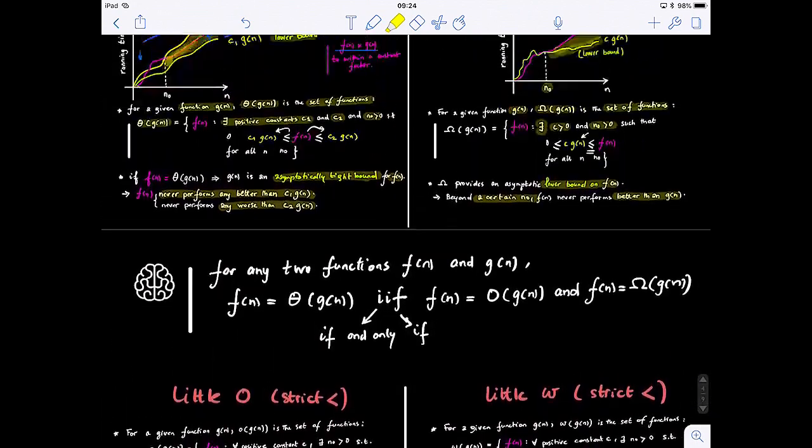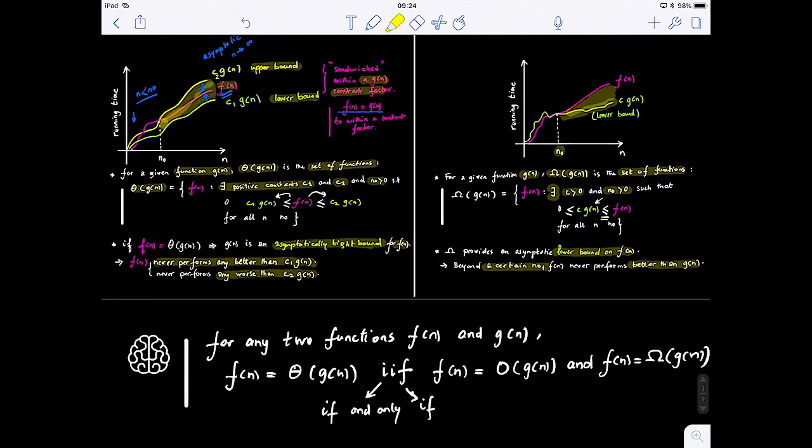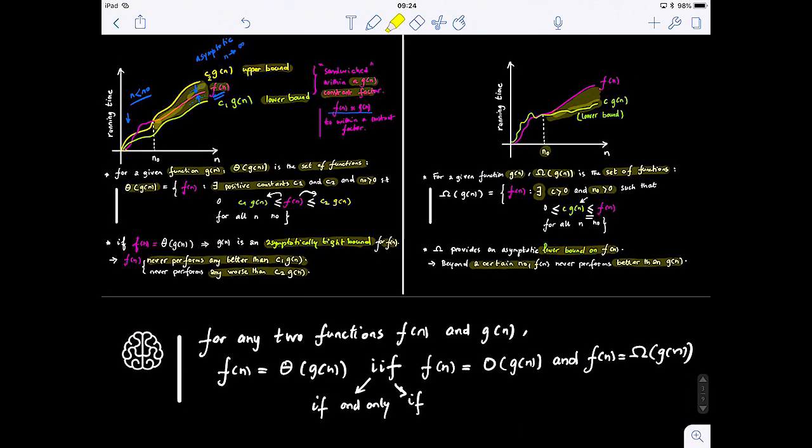Now, we have some other cases. So let's just wrap up before we look at the particular cases that are not commonly used. Something to remember, for any two functions f of n and g of n, f of n is in the order of theta of g of n if and only if f of n has as an upper bound g of n and a lower bound g of n. Okay, so that's quite simple, and you guys can demonstrate this.